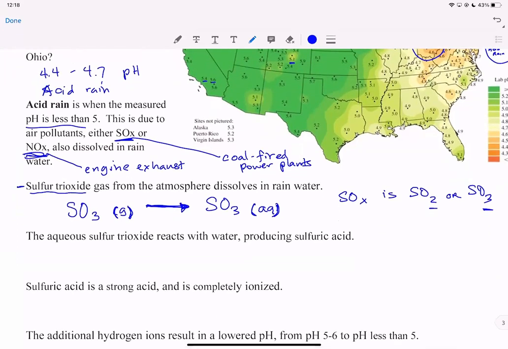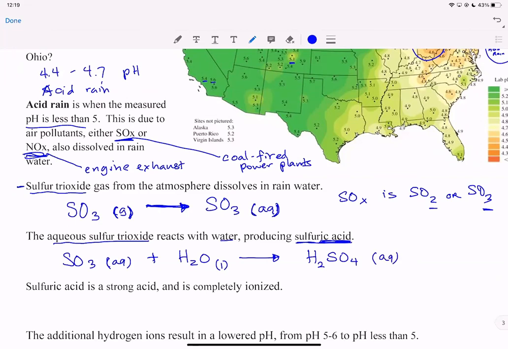Okay, so that aqueous sulfur trioxide, once it's dissolved in the rainwater, will react with the water. So it will react with H2O, a liquid, and the product is sulfuric acid. From the name sulfuric acid, the name ending is "ic acid," and that means the anion is sulfate. This is the chemical formula of the sulfate anion, SO4 2-, and with the hydrogen it gives you H2SO4. That's the chemical formula for sulfuric acid. Because it's an acid, I can put the aq physical state.